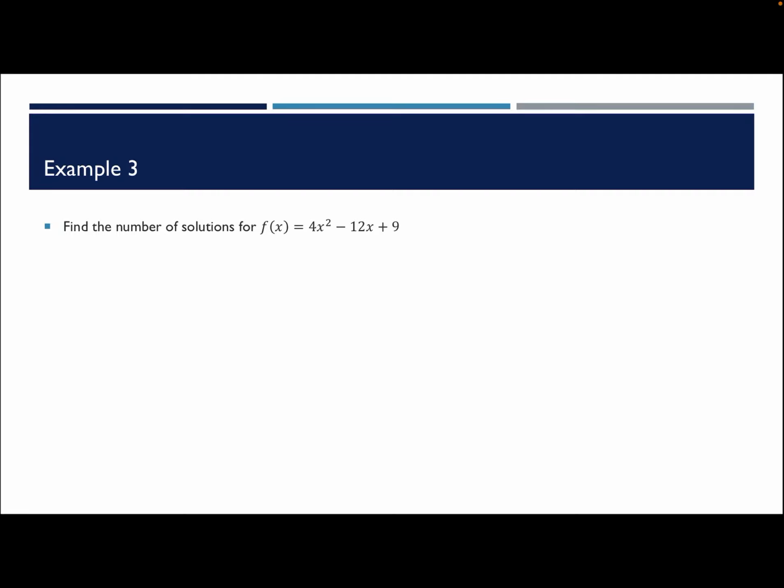And for the last example, we have 4x squared minus 12x plus 9. Same thing, identify a as 4, b as negative 12, and c is going to equal 9. And so our discriminant is going to be negative 12 squared minus 4 times 4 times 9. And 12 squared is 144. And 16 times 9 is 144. So we get 144 minus 144, which equals 0.